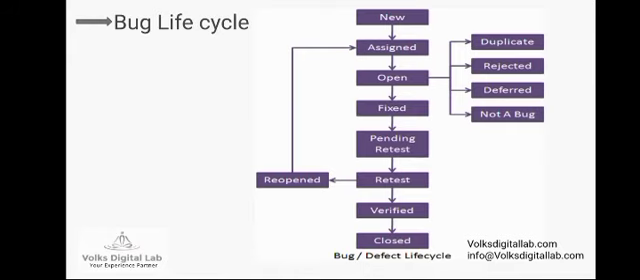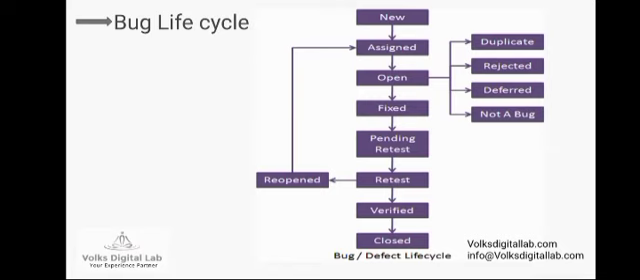Then we have open. Here the developer starts the process of analyzing the defect and works on fixing it. If the developer feels that the defect is not appropriate, then it may get transferred to any of the below 4 states, namely duplicate, rejected, deferred, not a bug. Then we have fixed. When the developer finishes the task of fixing a defect by making the required changes, he can mark the status of the defect as fixed.